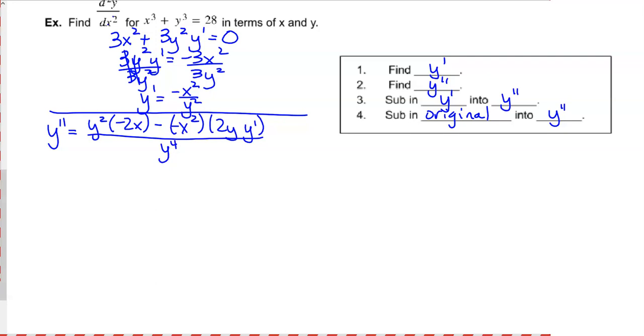Now, at this point, I'm going to go ahead and clean up a little bit before I do step 3, okay? So here, finding y prime, there's number 1. Let's clean up, and then we'll mark number 2. So second derivative, when I clean up this top piece, is minus 2x y squared. Then a negative times a negative is a positive. And then I get 2x squared y prime, all over y to the 4th.